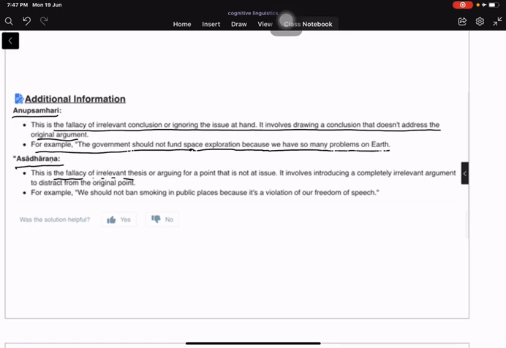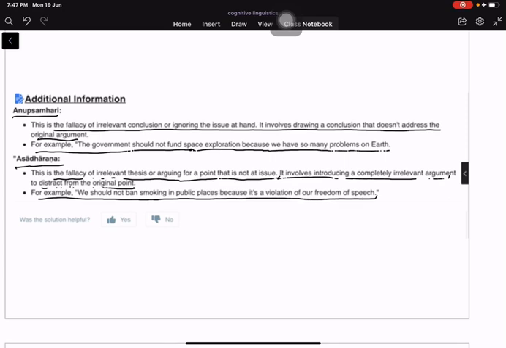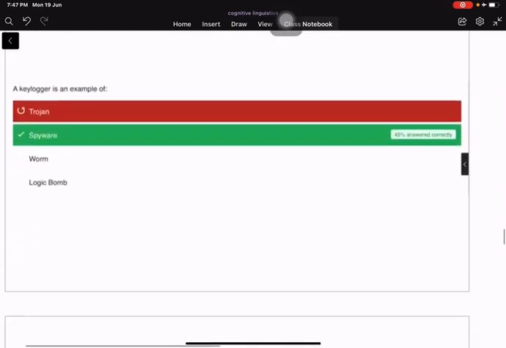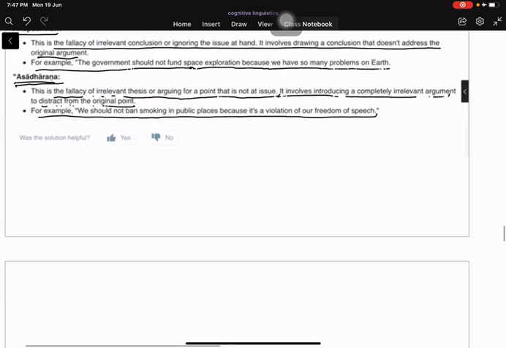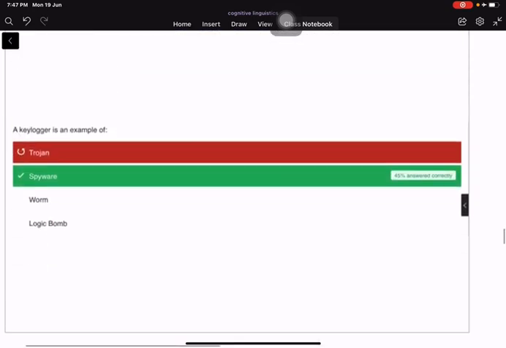This is the fallacy of irrelevant thesis or arguing for a point that is not an issue. It involves introducing a completely irrelevant argument to distract from the original point. For example, we should not ban smoking in public places because it's a violation of our freedom of speech. That's asadharan, the fallacy of asadharan.